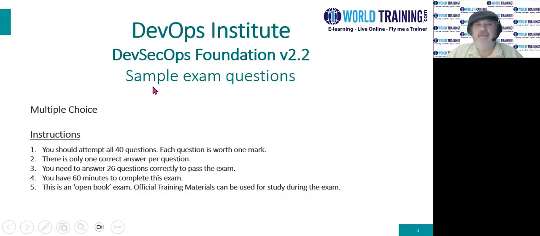So in this sample exam, the rules are pretty much the same as the actual certification. There will be 40 questions. Each of them is multiple choice: A, B, C, or D. You get 1 mark for each correct answer. You need to answer at least 26 questions correctly to pass the exam. So it's a 65% pass rate. You get 60 minutes to complete the exam.